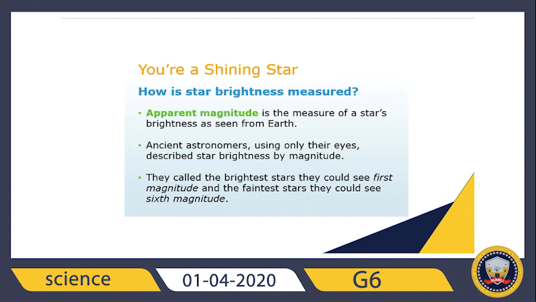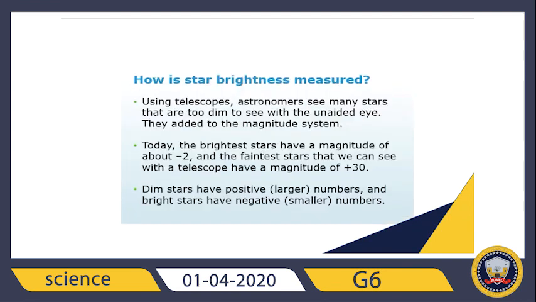So that's for the scale that the ancient astronomers used. But guys, after that, as we know, telescopes have been invented. Using telescopes, astronomers see many stars that are too dim to see with the unaided eye or the naked eye. So the new astronomers added to the magnitude system. They made a modification to the old magnitude system.